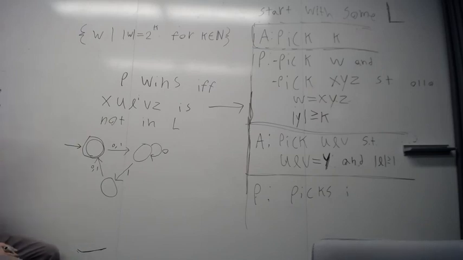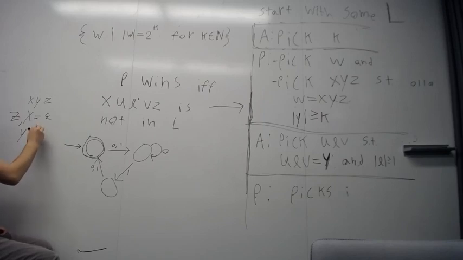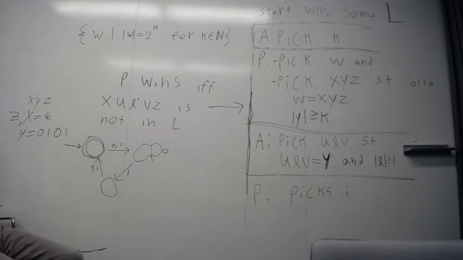So let's say that I pick x, y, z such that x equals the empty string, as well as z. I'm just going to have both of these equal the empty string to simplify the example, and I'm going to have y equal 0, 1, 0, 1. Okay? That's on the screen? Yeah, good. Perfect. So this has a loop in it, right?